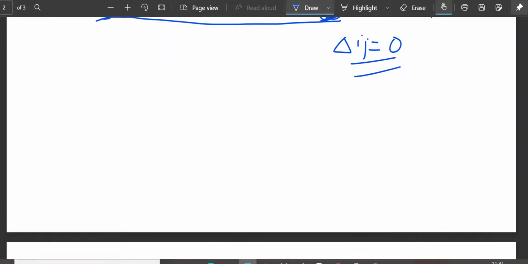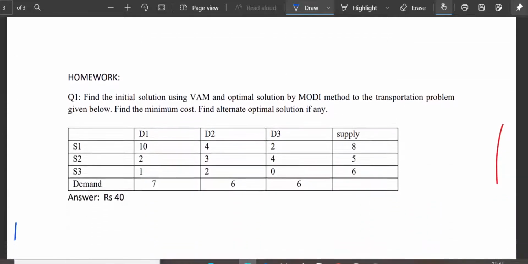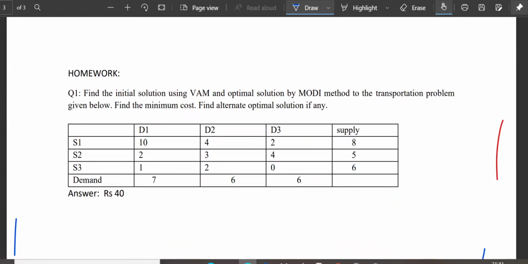So let's have one question as homework. Write down this question or take the screenshot and do this question on your own. I have given you the answer also. Just do it. In case of any queries, you can either mail me to my email ID that I have shown in the first slide, or you can comment in the comment box.